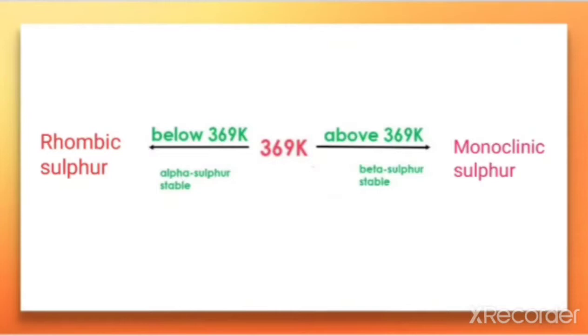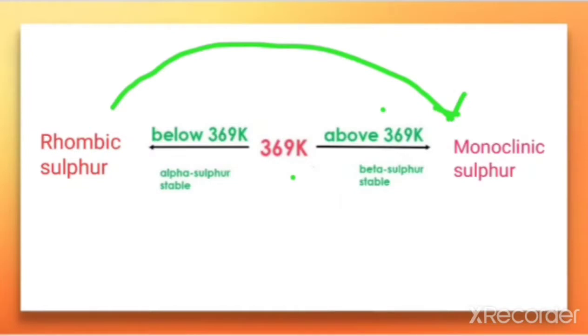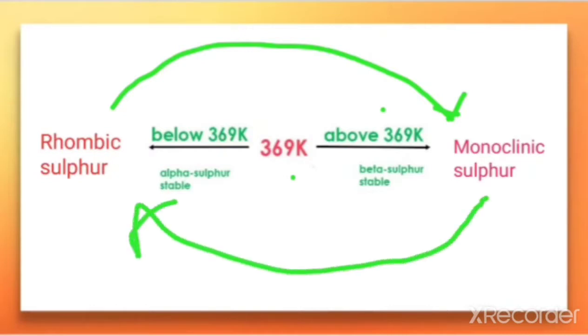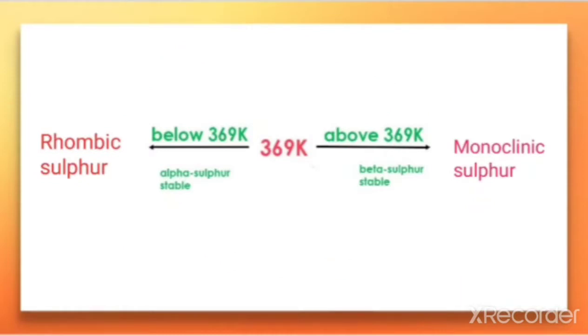When the temperature is above 369 Kelvin, rhombic sulfur is converted into monoclinic sulfur. And when the temperature is below 369 Kelvin, monoclinic sulfur is converted into rhombic sulfur. So the temperature 369 Kelvin is called the transition temperature, where both alpha sulfur and beta sulfur are stable.